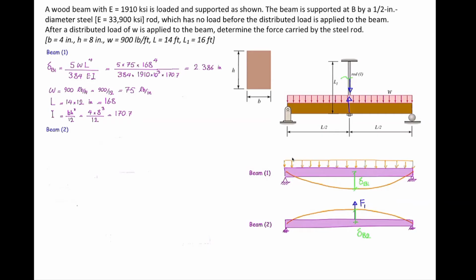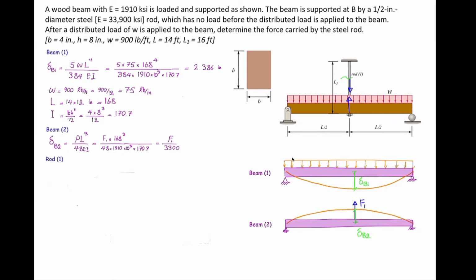Okay, now we're going to move on to beam number 2 and determine the deformation in that beam. Deformation of a beam subjected to a concentrated force at the middle part is going to be PL cubed divided by 48EI. We can see that this is exactly the same as the one that we just solved. So internal force is unknown. It's called F1. And I'm going to use the total length and EI into the equation and determine the deformation in terms of that unknown force in the rod.